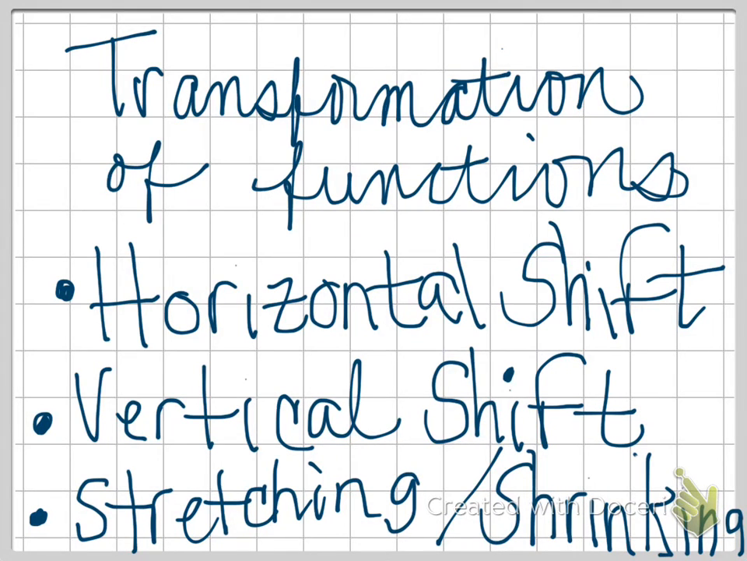Okay, I'm going to review transformation of functions. We talked about this in class today, and I just want to recap. Transformation of functions deals with horizontal shift, vertical shift, and stretching and shrinking. So, let's get started. Let's see what all of these things look like.